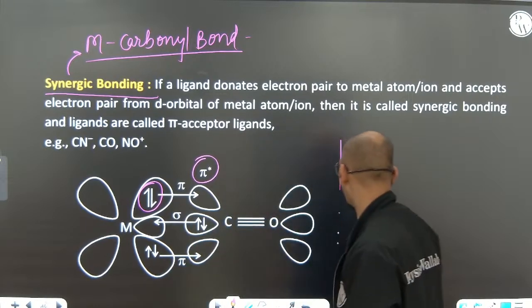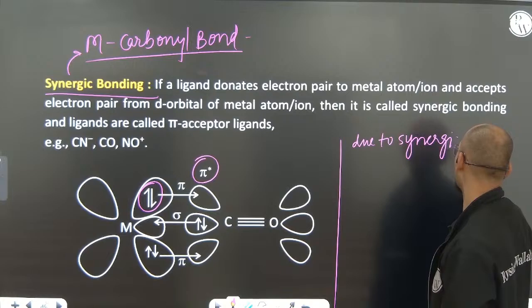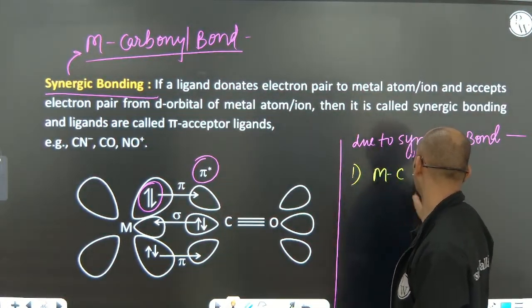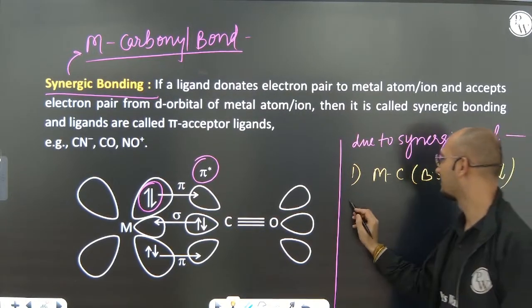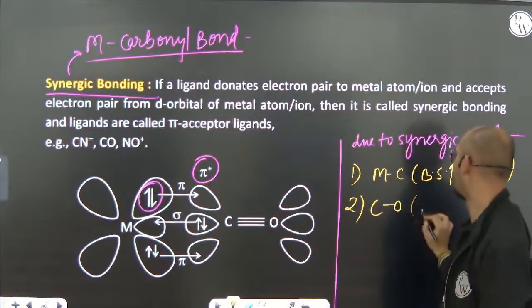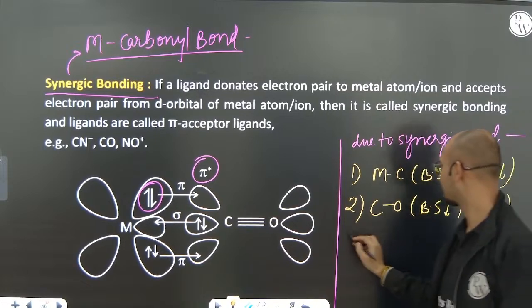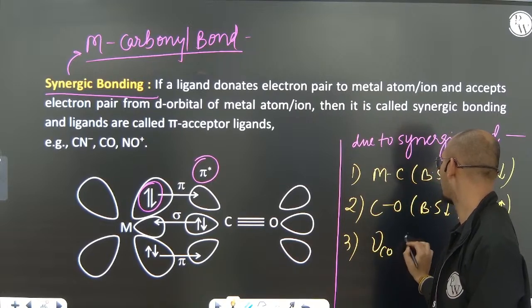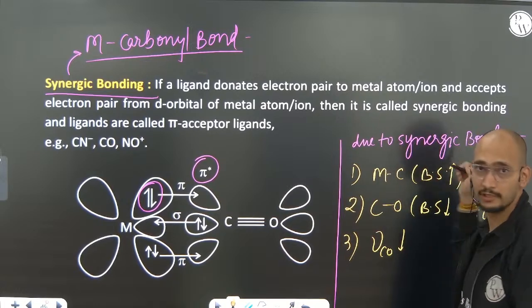Due to synergic bond, what happens? Please remember, due to synergic bond, what are the effects? Effect मैं लिखता जा रहा हूँ. First, MC bond strength increases, so bond length will decrease. Second, CO bond strength decreases, so bond length will increase. Third thing is the frequency of the CO bond decreases, because the bond weakens. It is all due to synergic bond.